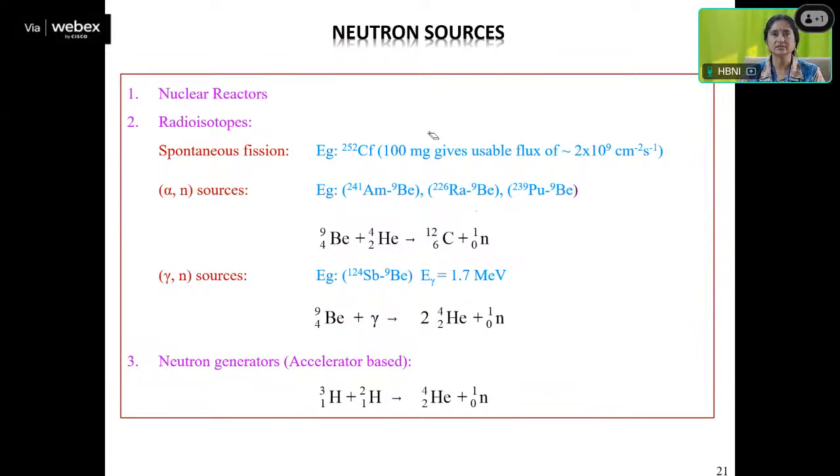Now, neutron sources. Which are the neutron sources? As you have seen, your sample needs to be irradiated by neutrons, so you need a neutron source. The neutron source can be a nuclear reactor, it can be radioisotopes which give neutrons, or it can be a neutron generator, like an accelerator-based one.